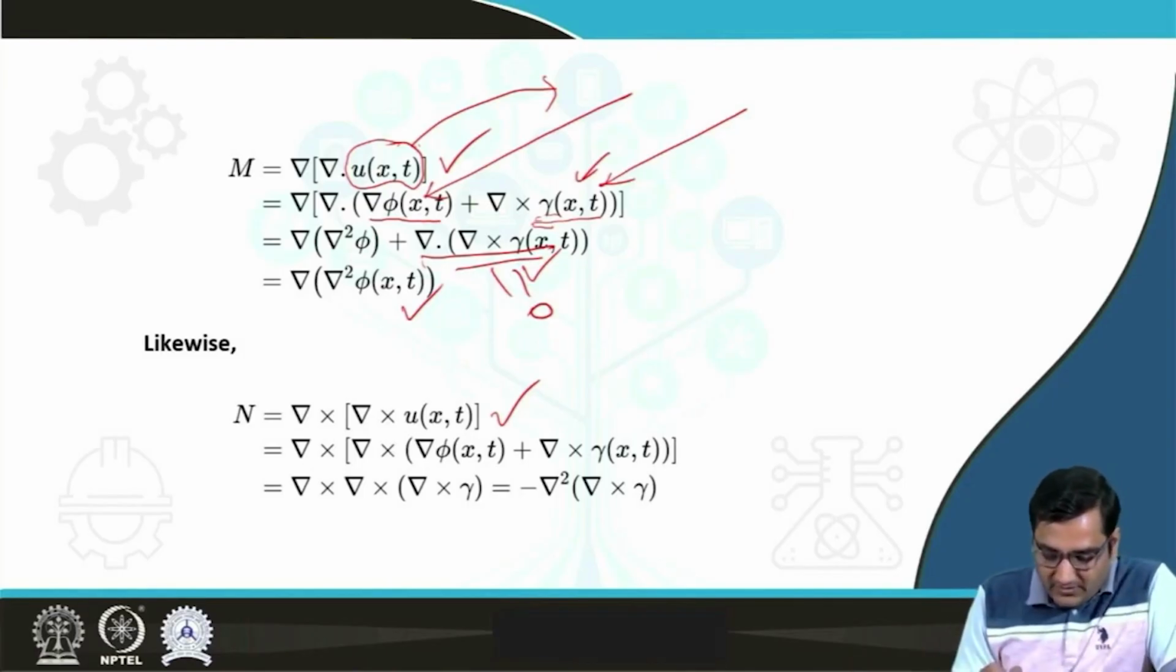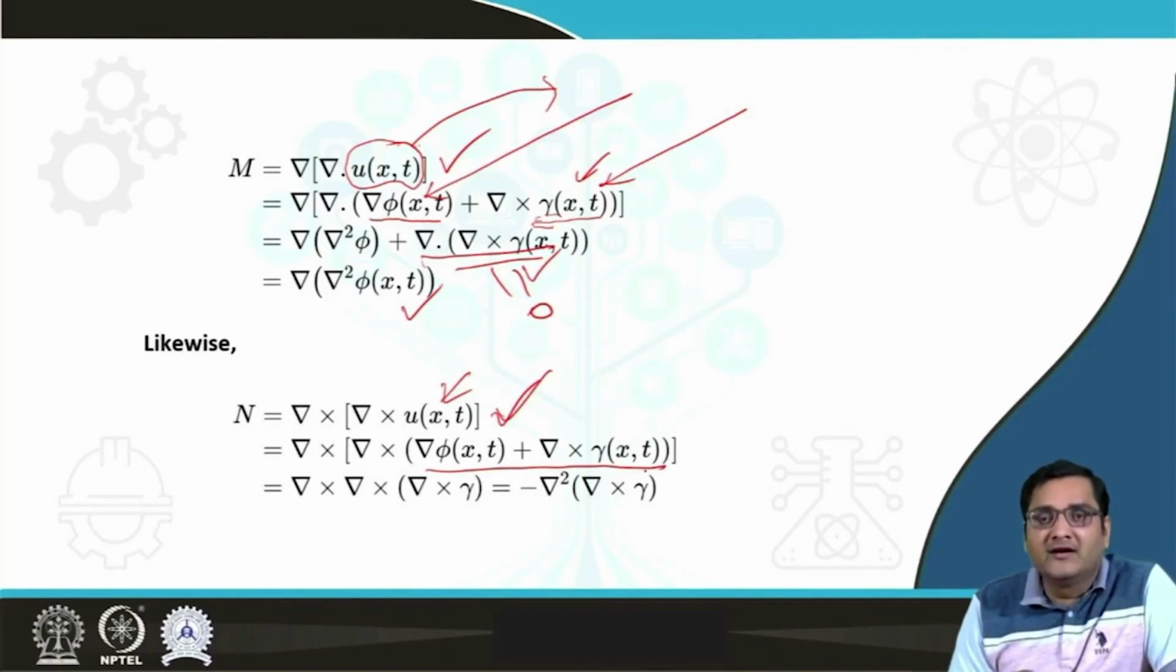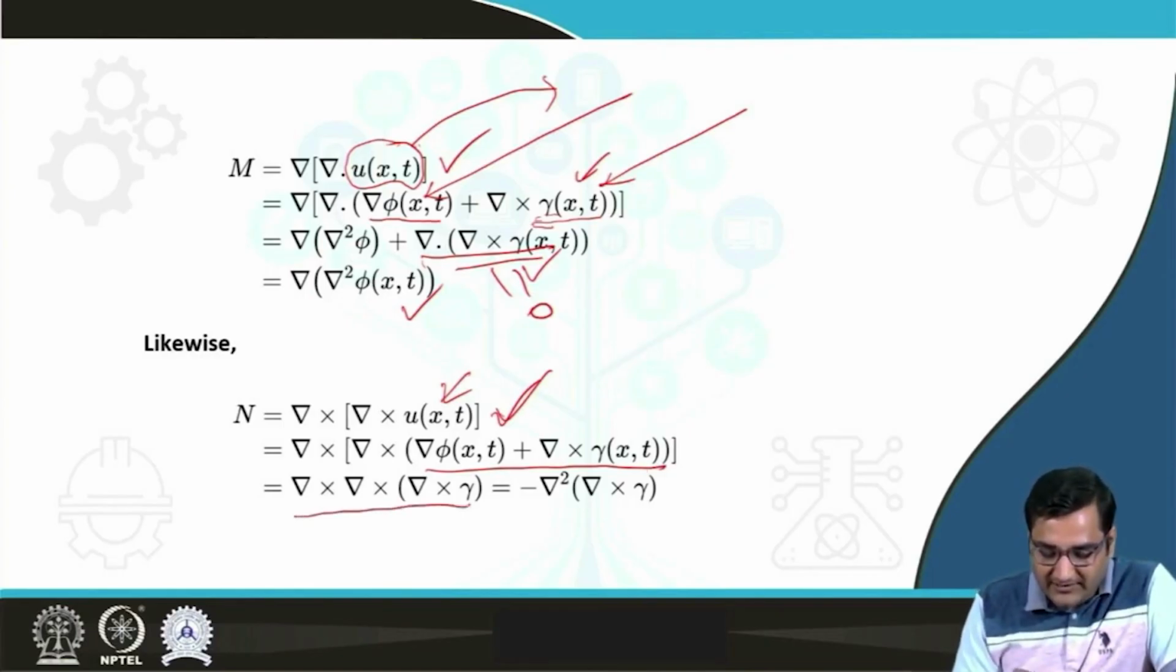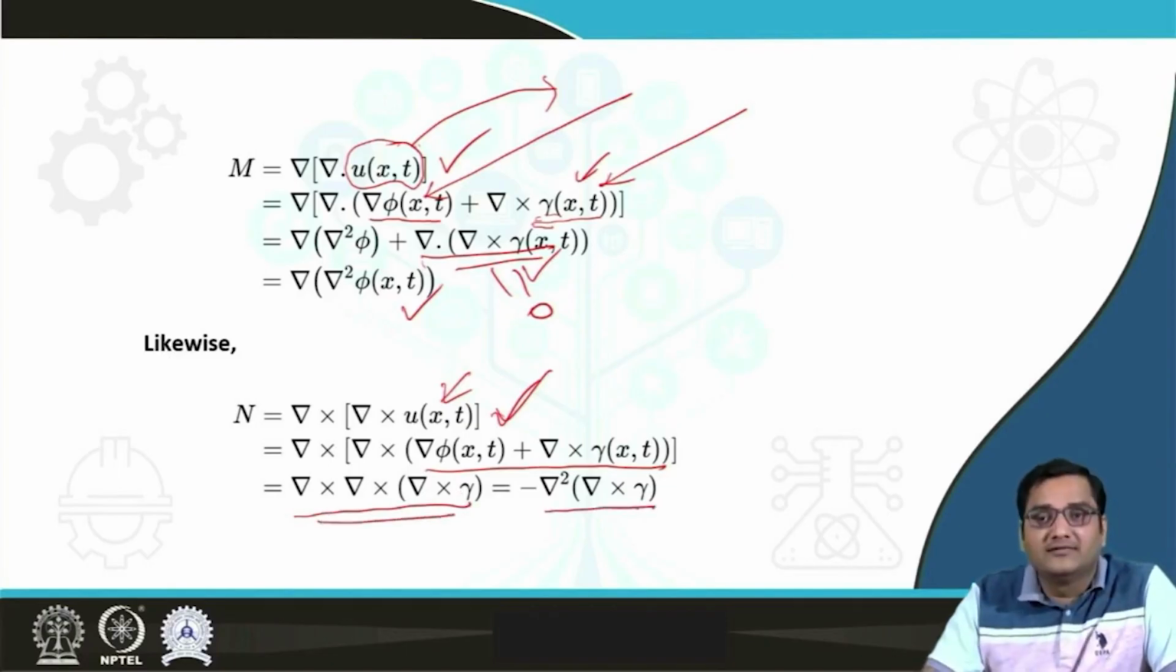Likewise, when we use this, then in this n, u can be replaced with the Helmholtz decomposition in the form of scalar and vector potential. Then it may become something like this, and when you solve this quantity, it will be something like this.